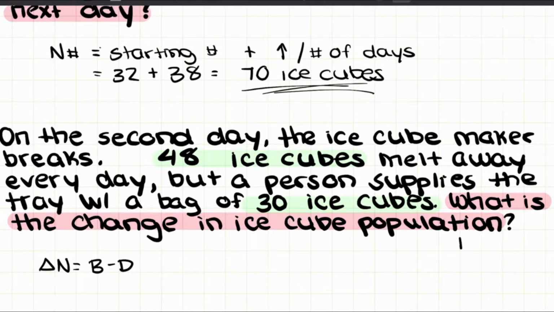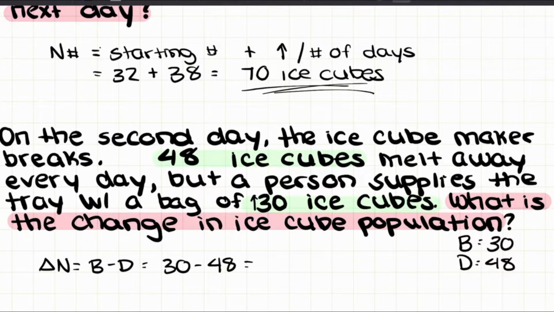So births for us is how many ice cubes are made. So here, there is an increase of 30 ice cubes. They're not being made by the maker, but we can still pretend that they're being birthed from this bag of ice cubes that someone is dumping into their ice maker tray. So we have 30 that are being put in, and then we have deaths, or how many ice cubes are melting, as 48. So now let's put this in the equation. We have 30 births minus 48 deaths.